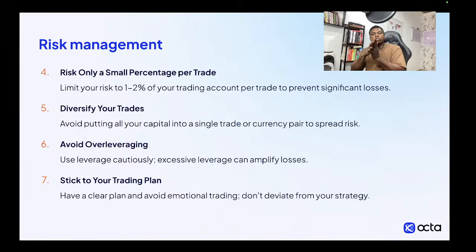Four, risk only a small percentage per trade, which is to limit your risk to 1 to 2% of your trading account per trade to prevent significant losses. Five, diversify your trades. Avoid putting all your eggs in one basket. Avoid taking all the risk on a single currency pair. Spread the risk.